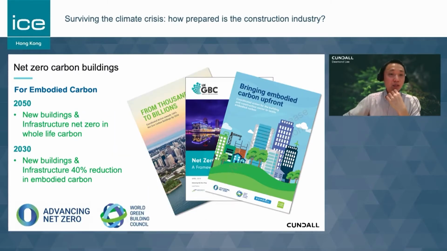So based on this Advancing Net Zero published by the World Green Building Council, they launched a roadmap or targets that they would like to achieve a 40% reduction in embodied carbon for new buildings and new infrastructure in 2030, and achieving net zero for whole life carbon for new buildings and infrastructure by 2050. So this is the roadmap they set for the industry.